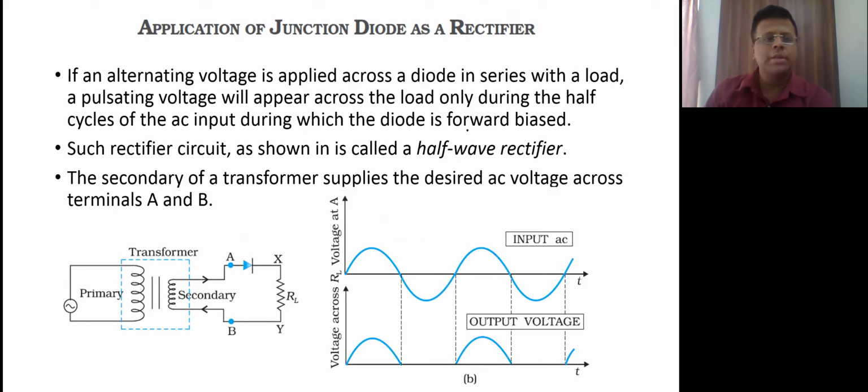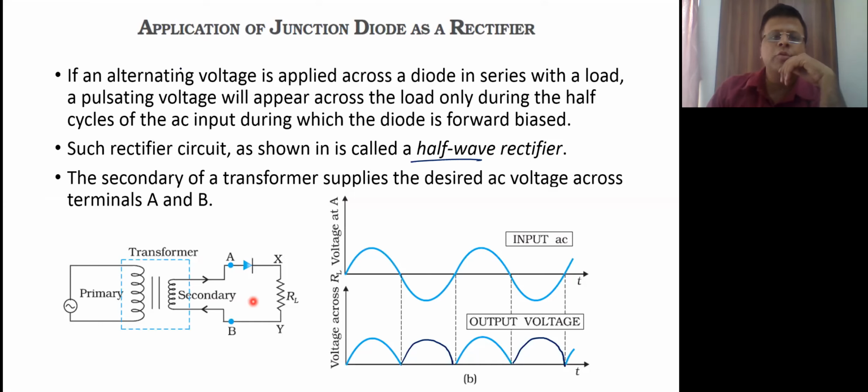certain things what I told in the last slide are put forward here, that why it's called a half wave rectifier, so that you can just briefly take down before we go into the full wave rectifier. So in a full wave rectifier, you will have on both sides rectified voltage.